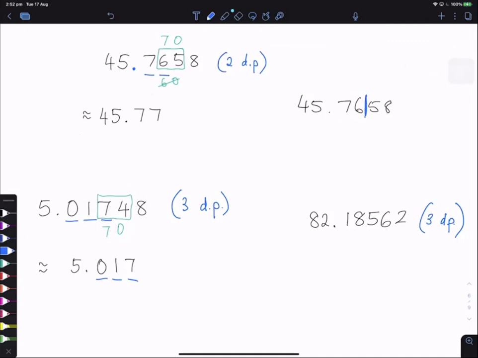Okay. But then you see this, between this line here, it's a 65. What's that closer to, 60 or 70? 70. Okay, so I'm going to write a 70 here. But remember our cutoff point is at that blue line. So can you see now that our number becomes 45.77? Does that make sense?